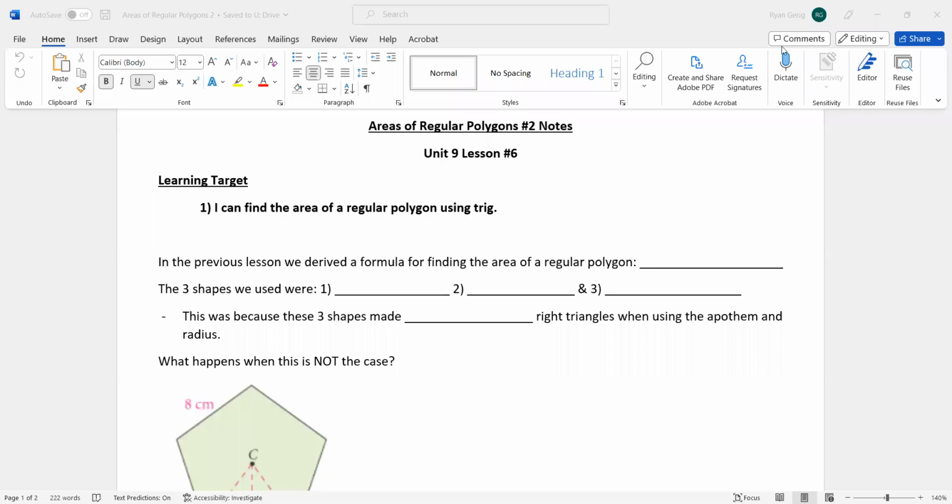Hey, geometry, here we go with the last lesson in Unit 9. It's very similar to what we just got done doing in Lesson 5. There's just a small difference, and you're going to see what that is here in a second.